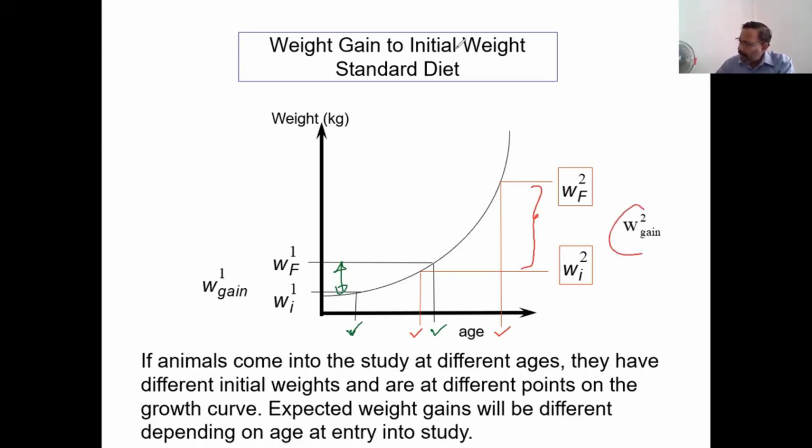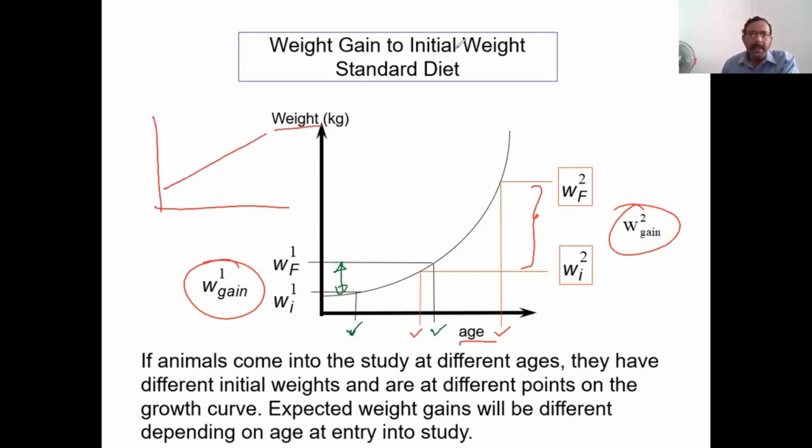Can we compare the weight gain of the second animal and the weight gain of the first animal? Will it be logical? It is not logical. Why? For example, if we have a graph of weight with age like this, then it is logical, because one animal comes in at an initial weight and its final weight is this. So this is the weight gain, no problem.